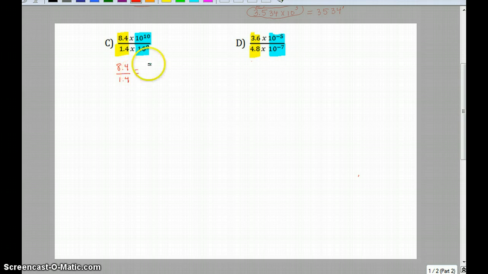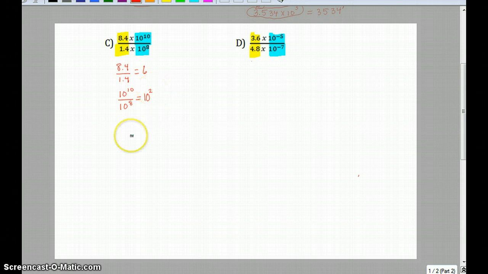When you plug that into the calculator, you end up with 6, and then 10 to the 10th divided by 10 to the 8th. This is the quotient of a power because you have the same bases. 10 is the same. You have 10 tens in the numerator, 8 tens in the denominator. 8 of those tens will cancel, and you'll be left with 2 tens in the numerator, so 10 to the second.